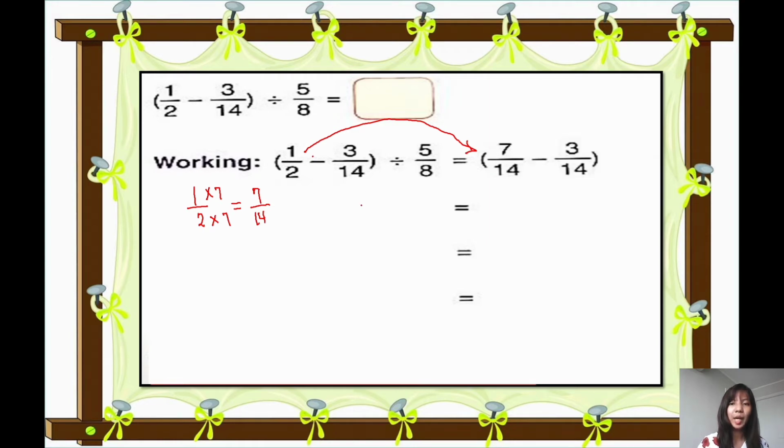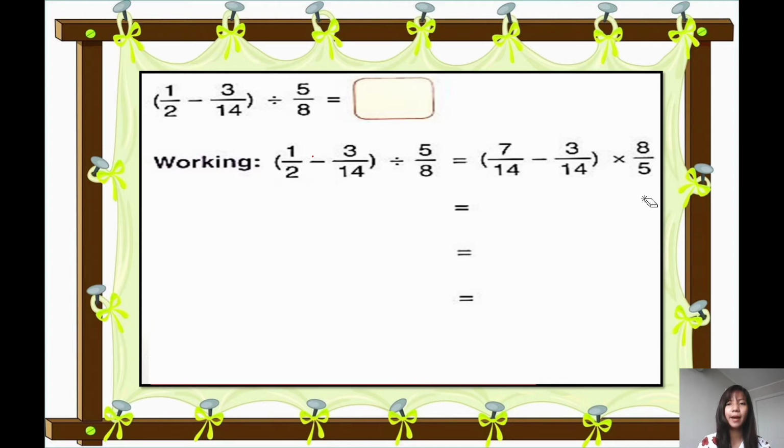Alright? Then copy minus 3 over 14, and then this one, as I've told you about the reciprocal, we need to follow the rule in dividing fractions. So from division, you can turn it into multiplication, but we need to switch the numerator and the denominator. So from 5 over 8, it becomes 8 over 5. Okay? So let's erase this one.